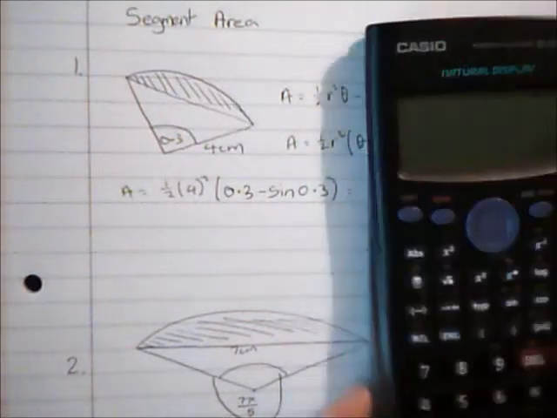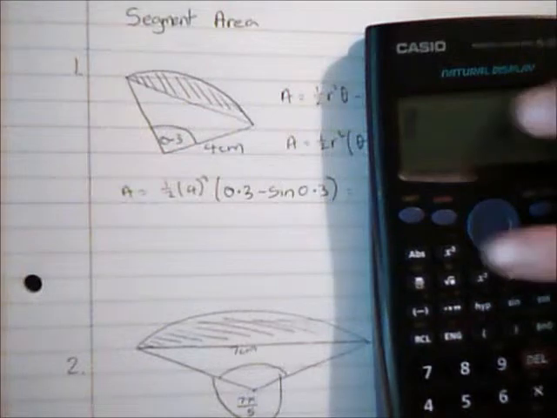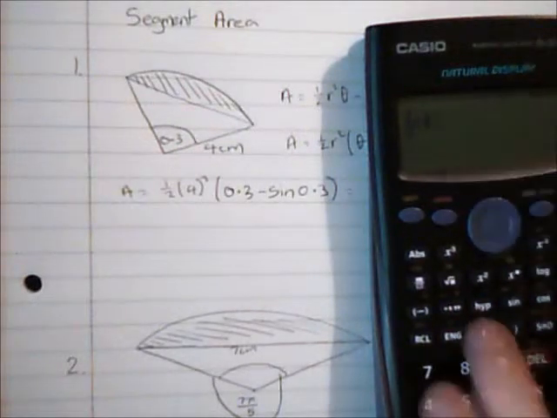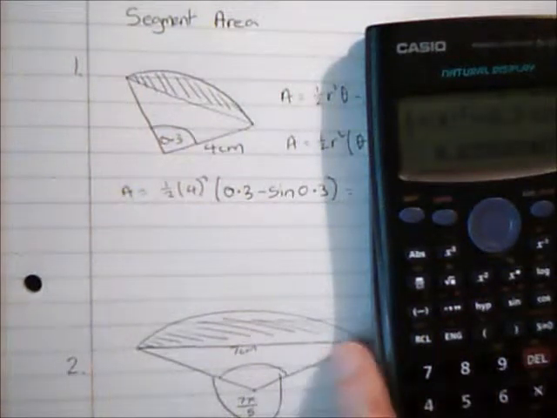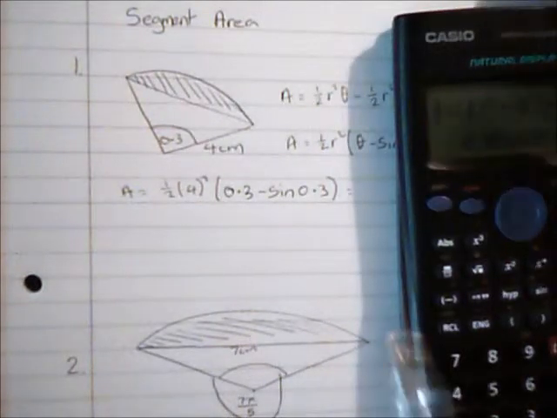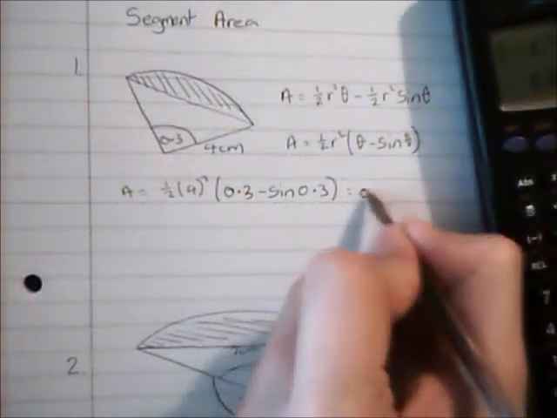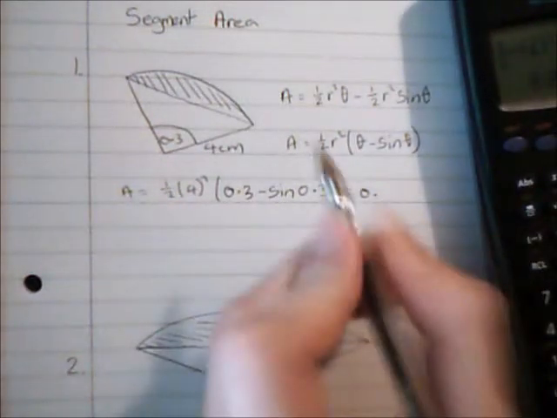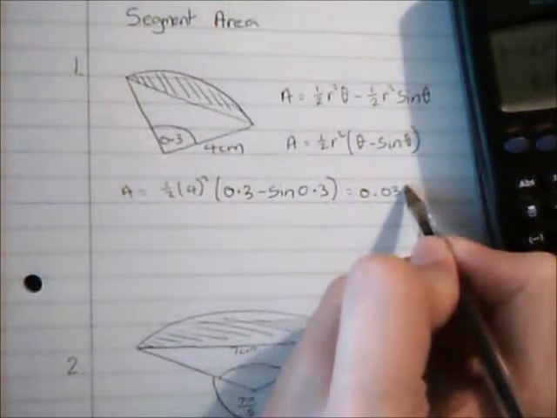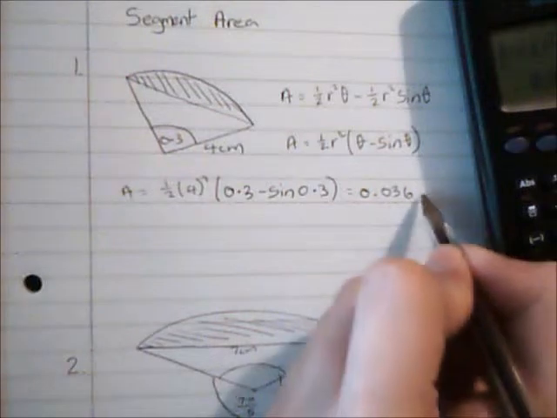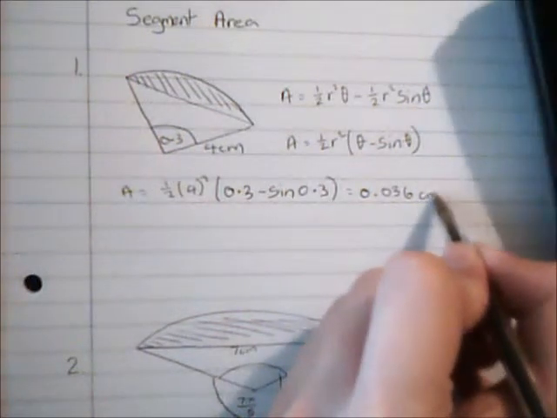So now I can type it in. So half multiplied by 4 squared multiplied by 0.3 minus sine of 0.3. And I get there a very small area here of 0.036, and that will be centimetres squared.